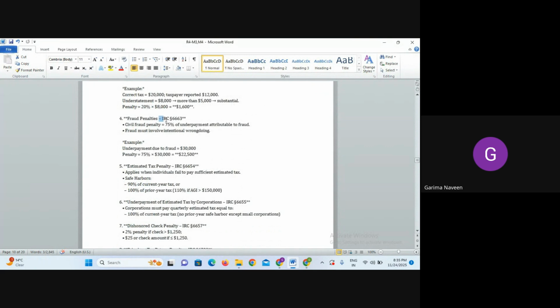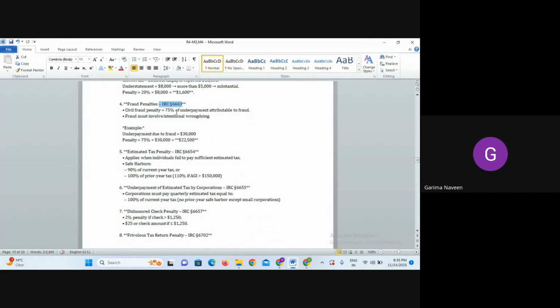Next is the fraud related penalty. If you have fraud in your tax return, then the fraud related penalty will be applied. It is 75% of the underpayment attributable to the fraud. So whatever the payment that is subject to the fraud and you have not paid that amount, 75% of that amount will be charged as a penalty, which is called the civil fraud penalty.